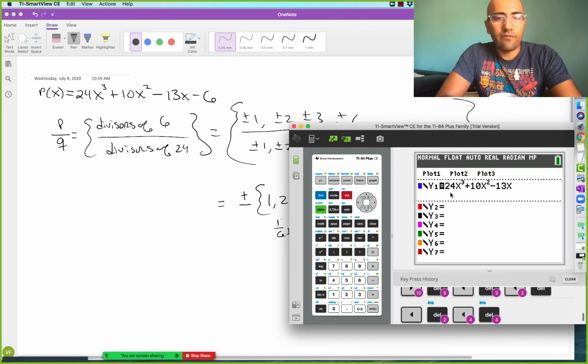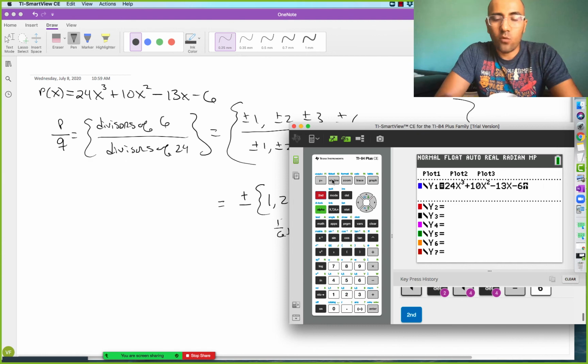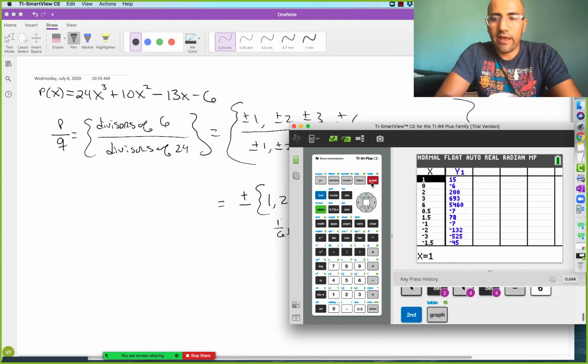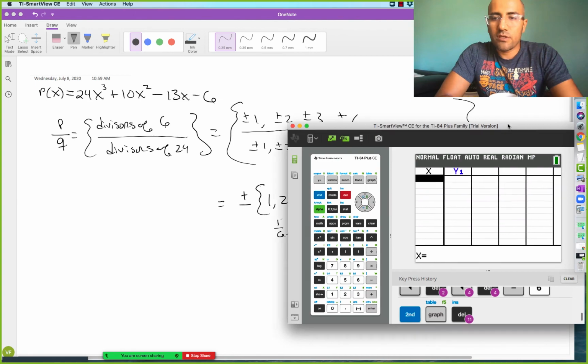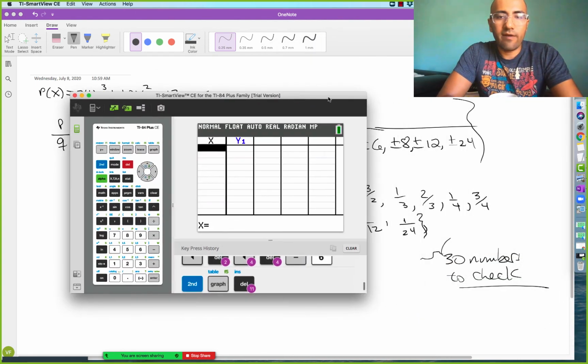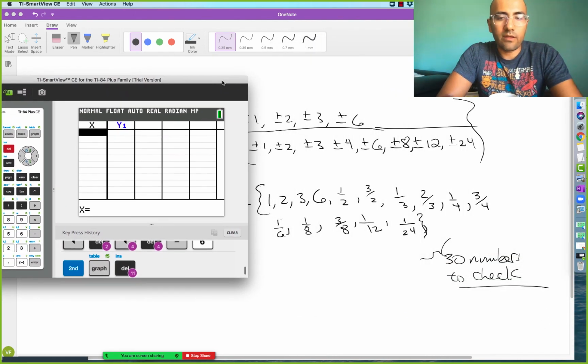Okay. 24x to the third power plus 10x squared minus 13x minus 6. Good, so we have our polynomial. Again, we're going to go over to table, and we've already done the table set once, so we don't have to do it again. So let's hit graph, table graph, so we get to this. And now I'm going to delete all these input values, because I don't need all of those values, I need new values. Okay, and I'm just going to start going through until I find at least one value that works.